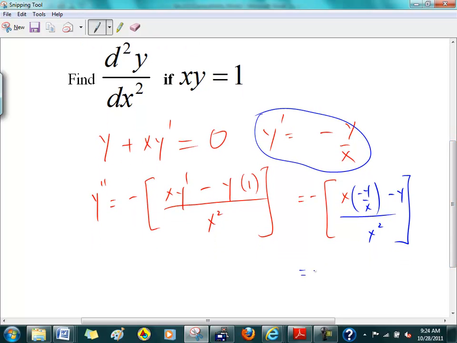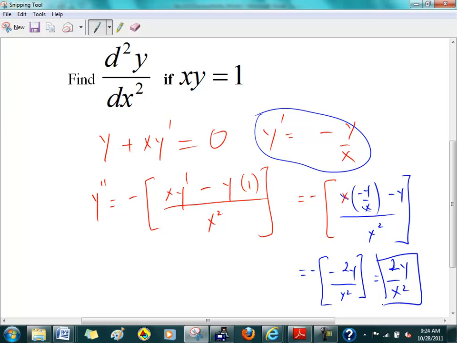What do I get on the top? Negative 2y. Is everybody there? The x's cancel. And you get negative 2y. There's a negative sign here, okay? Outside. Don't forget that. So then this becomes 2y over x squared. So you can see that the rules are no different from doing the first derivative. They're the same rules. You're going to do it twice over.